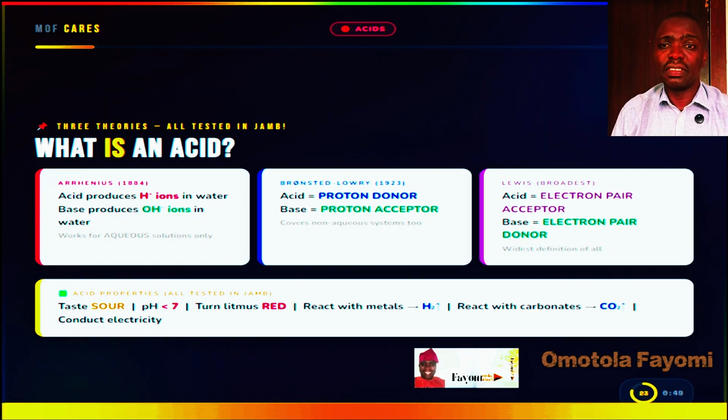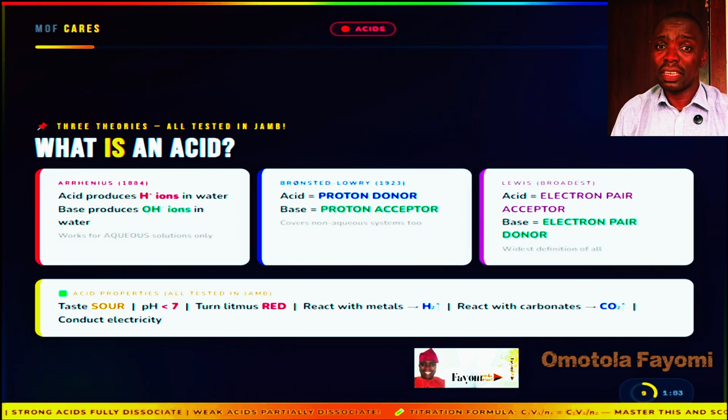This is the definition that JAMB uses most frequently in calculations and equation questions. Notice it covers reactions without water too. Lewis definition, the broadest of all: an acid accepts an electron pair. Note, an electron pair. And a base donates an electron pair. This explains reactions where no proton is transferred at all.